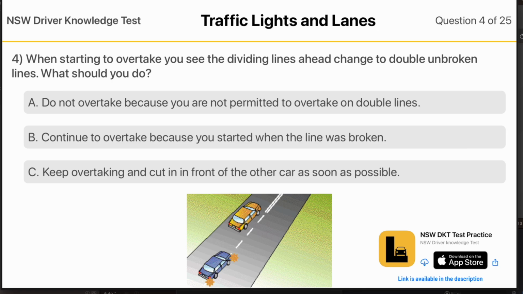When starting to overtake, you see the dividing lines ahead change to double unbroken lines. What should you do? Do not overtake because you are not permitted to overtake on double lines. Continue to overtake because you started when the line was broken. Keep overtaking and cut in front of the other cars as soon as possible.